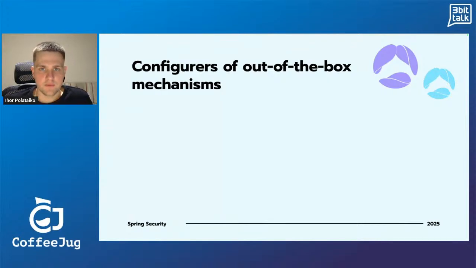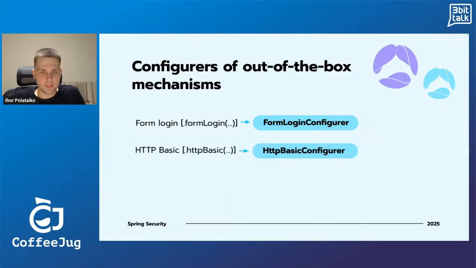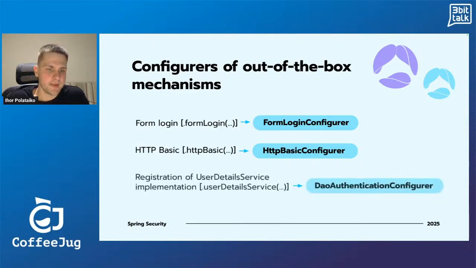Let's see what the configurers are for the out-of-the-box mechanisms. For form login, whenever you invoke formLogin, the form login configurer will be applied, which will do all the setup related to form login. When you invoke httpBasic to enable the HTTP basic authentication mechanism, there is the HTTP basic configurer. And whenever you register a UserDetailsService implementation via userDetailsService, there will be the authentication configurer applied. And obviously there are many more, as you have seen already.